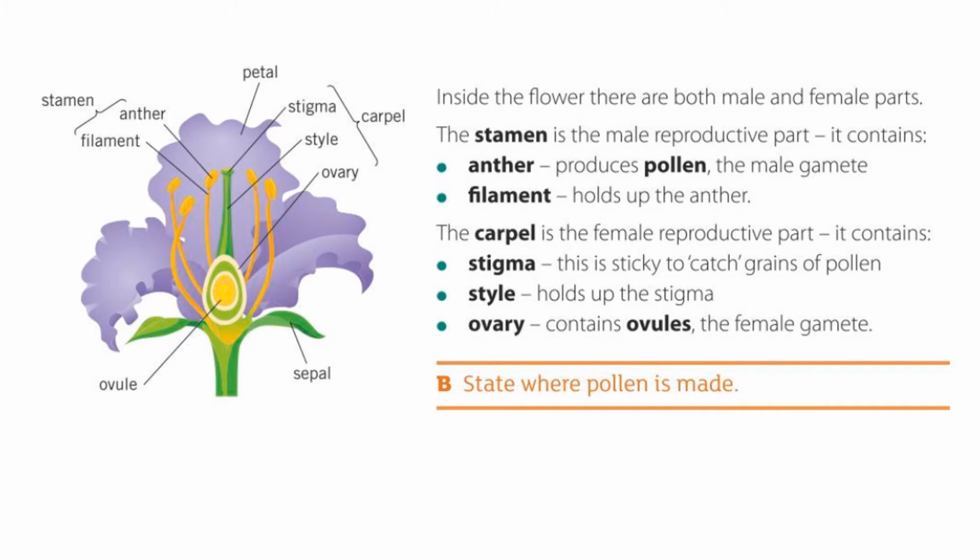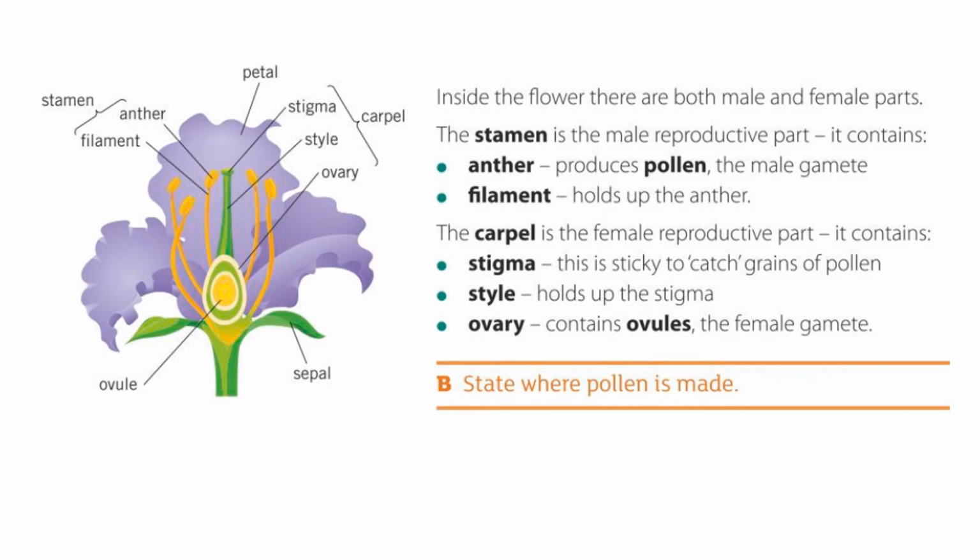The stigma. Now, this is sticky to catch grains of pollen. So imagine it like Velcro and the sticky part of the Velcro. That's what the stigma is. Its job is to catch the pollen either out of the air or off other insects, and we'll talk about that in another lesson.